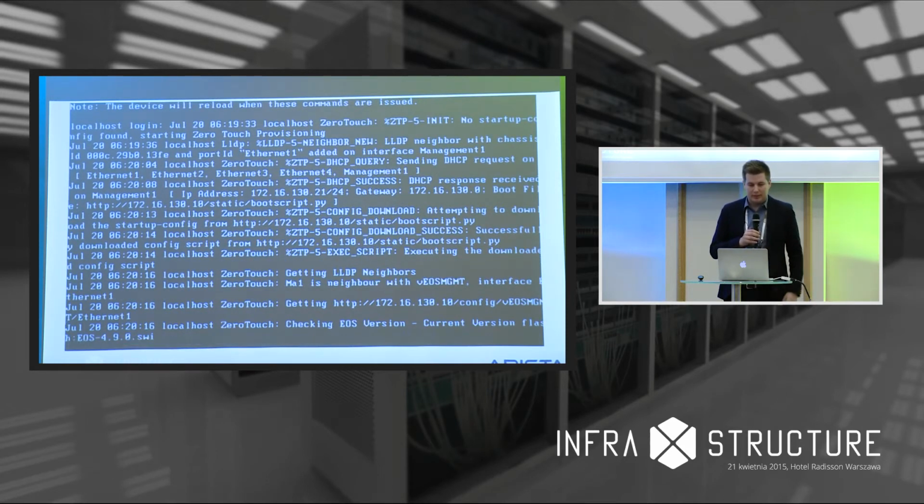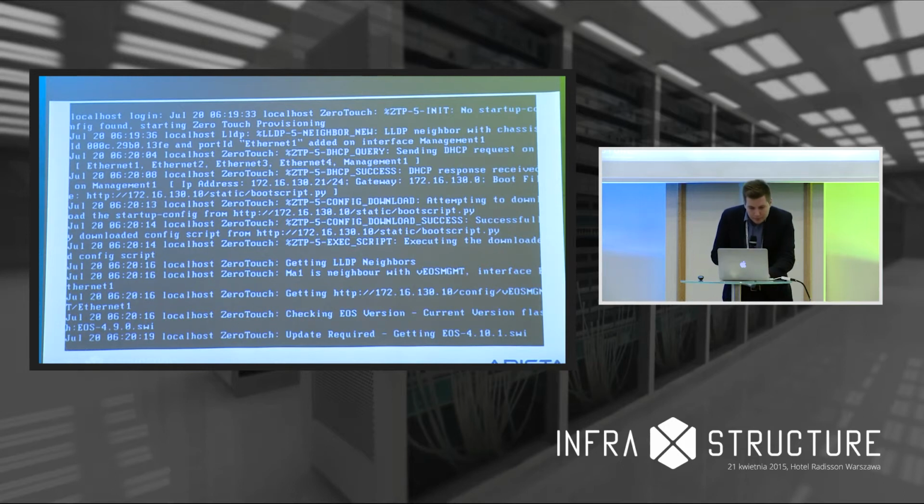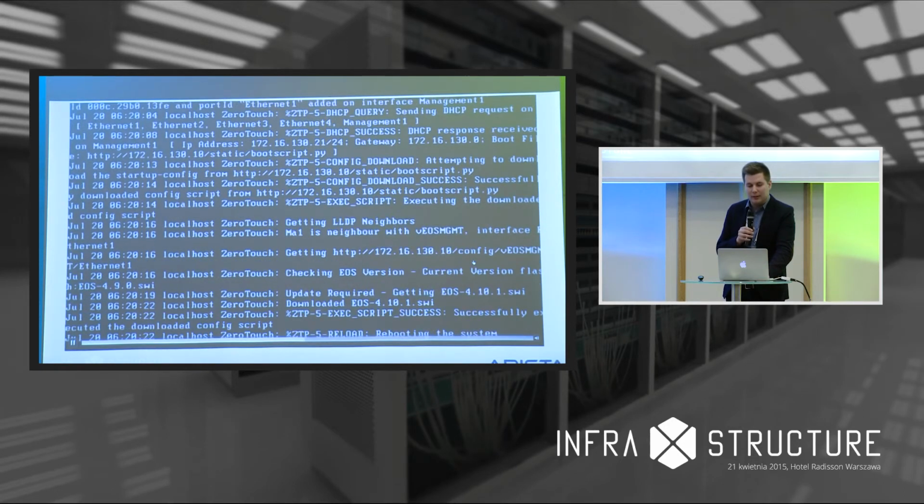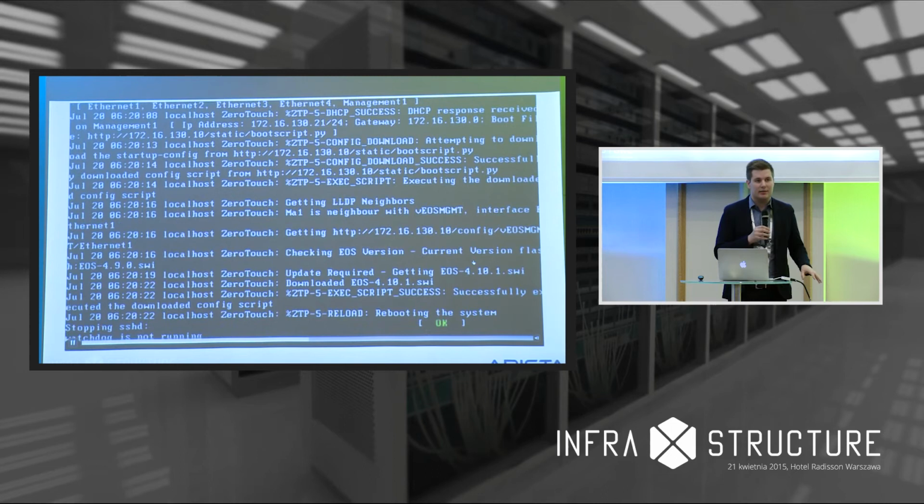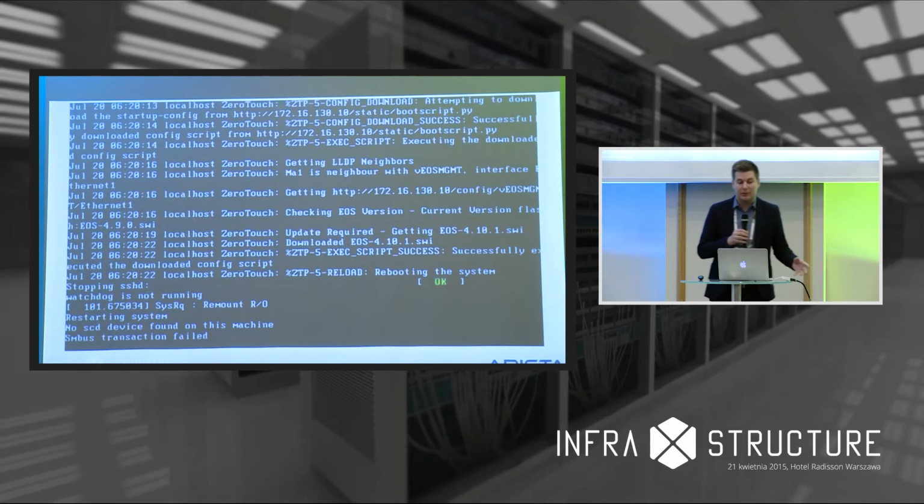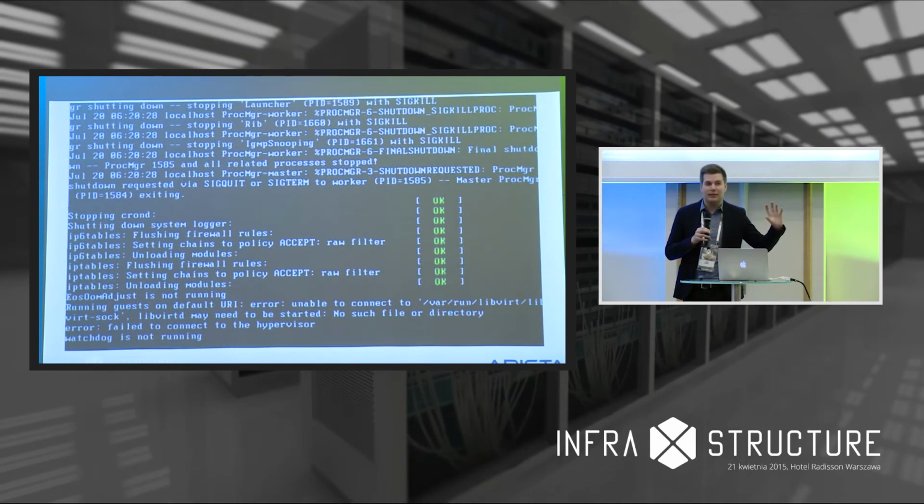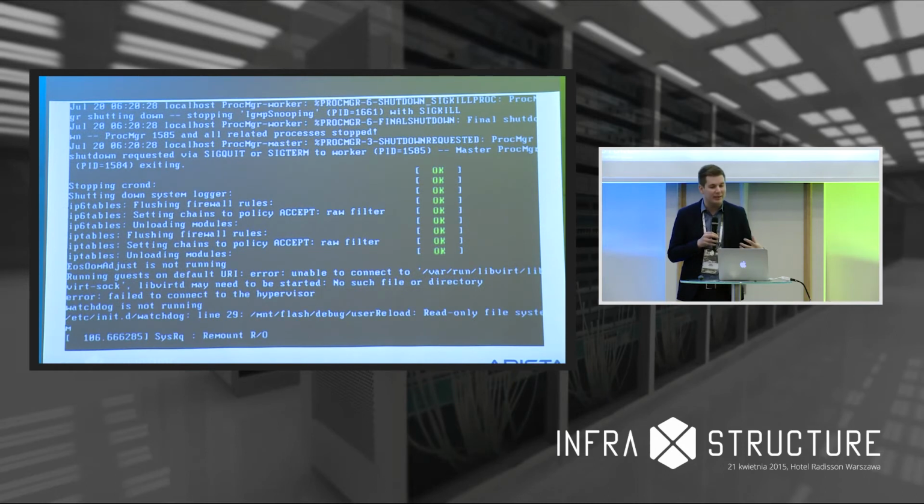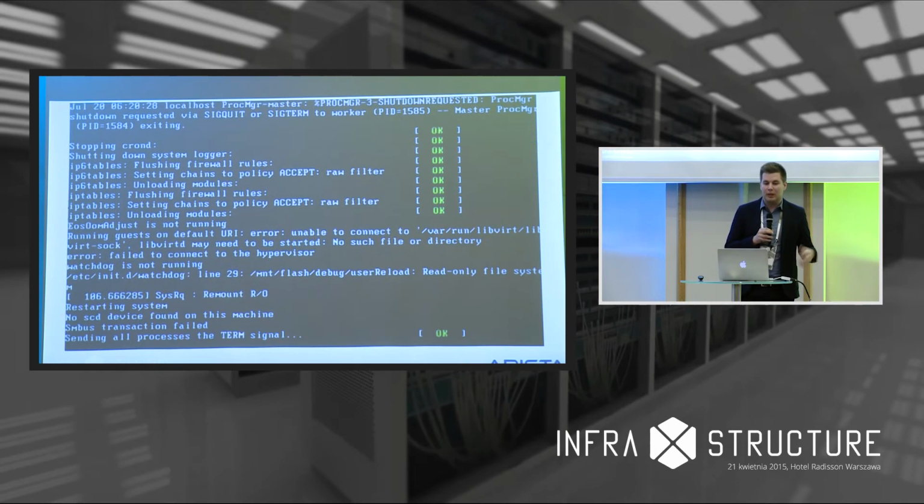So that script is checking the version of the software, and that version isn't on the switch, isn't the correct version we want. So what it can then do is dynamically pull the correct software version image from that server, and then reload.